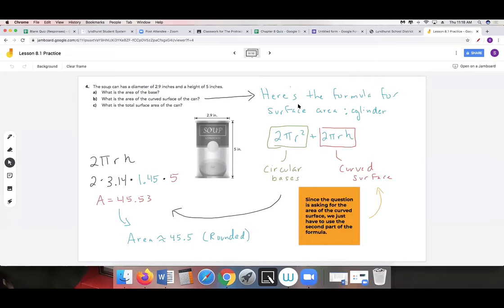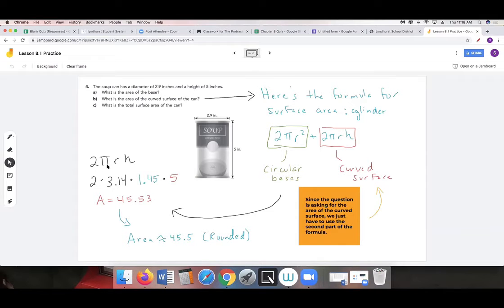So here's the formula for the surface area of a cylinder. We have 2 pi r squared plus 2 pi r h. Remember, this green part here is for the circular bases, the 2 of them, and hence the number 2 here. And then this red part is for the curved surface. Since the question is asking for the area of the curved surface, we just have to use the second part of the formula. So we're just using this part.